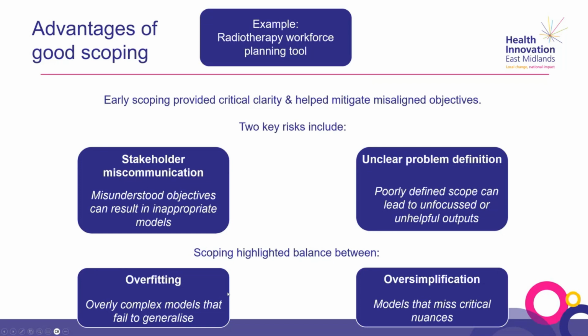So, early scoping provided critical clarity and helped to mitigate misaligned objectives. Two key risks included stakeholder miscommunication, where misunderstood objectives can result in inappropriate models, and unclear problem definition, where a poorly defined scope can lead to unfocused or unhelpful outputs. Additionally, scoping highlighted the balance between overfitting, producing an overly complex model that fails to generalize, and oversimplification, models that miss critical nuances. Next slide, please.